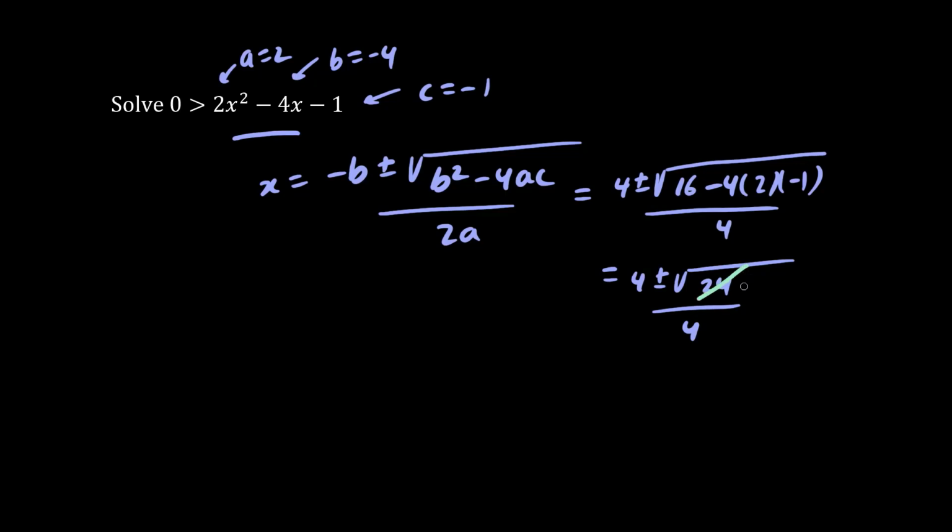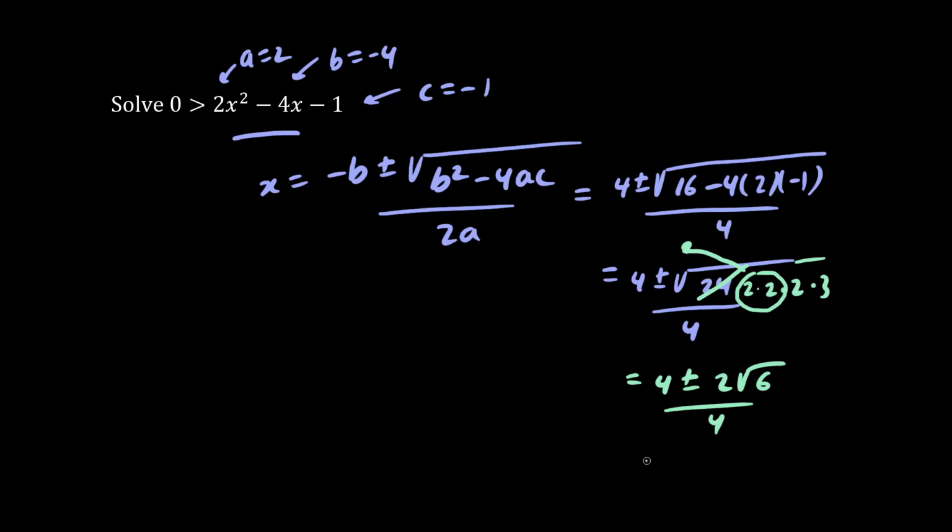24 is the same thing as 2 times 12, or 2 times 2 times 2 times 3. Three 2's make an 8 times 3. So in this radical symbol, we can group one pair of 2's and one pair breaks out, leaving only one 2 escaping. So we have 4 plus or minus 2 root 6, since 2 times 3 is 6, over 4.